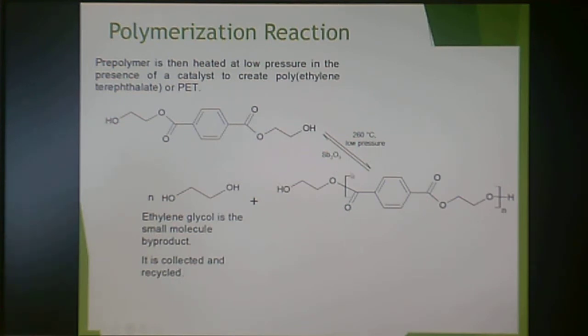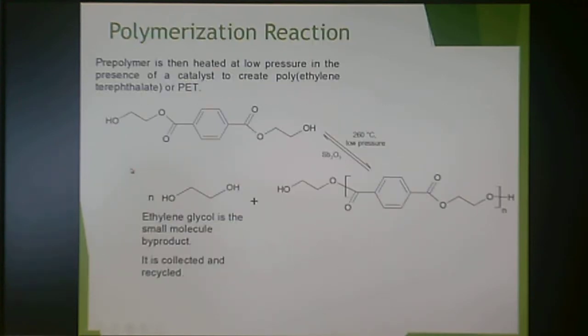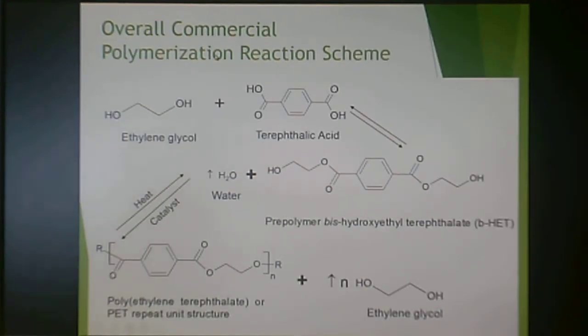So once again, this is a polymer, polyethylene terephthalate, because it has brackets and an n. And the small molecule that is produced under this reaction is ethylene glycol. Because this is also a starting material, it is collected and then is recycled back to make more of the prepolymer.